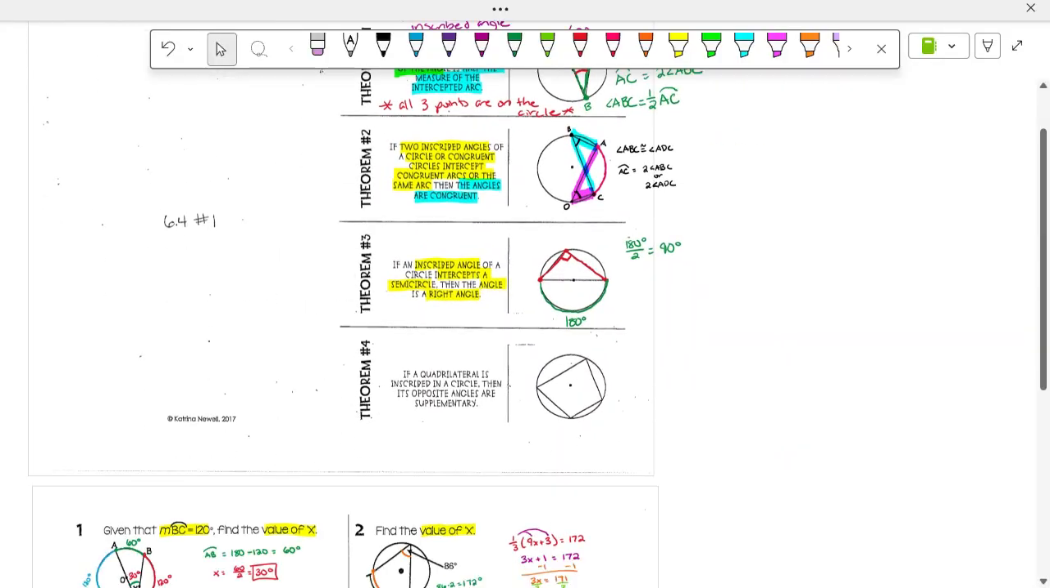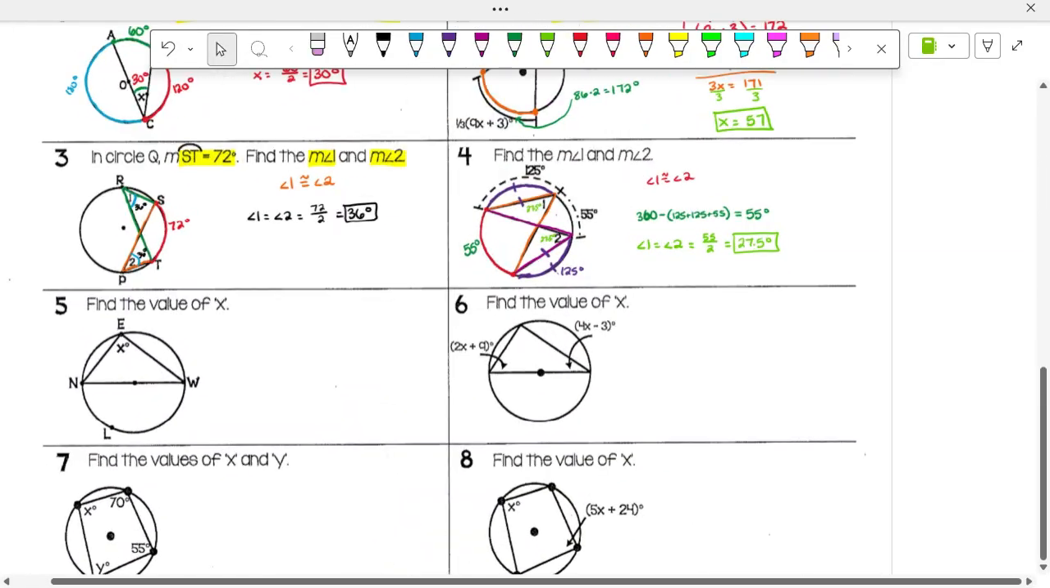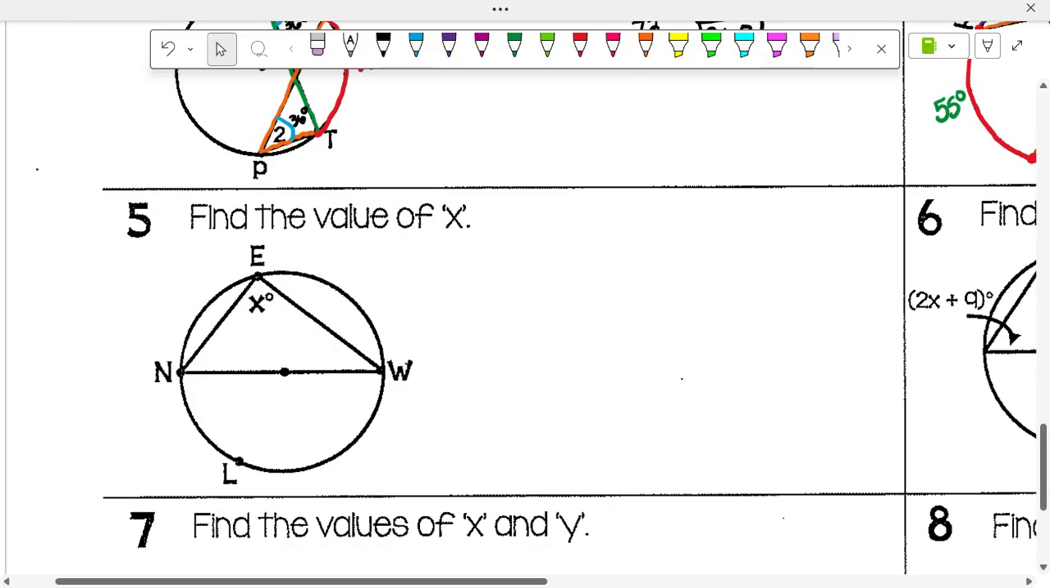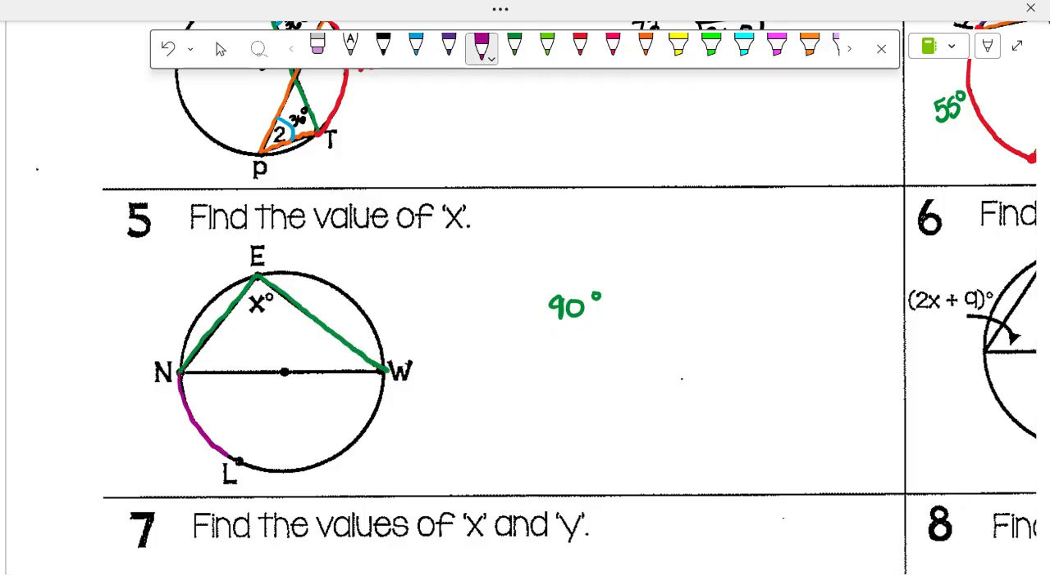All right, so let's look at number 5. We should not really have to do any legwork for number 5. What's the answer to x? 90 degrees. Because if you look, this angle is intercepting that semicircle, which we know is 180. 180 divided by 2, x equals 90.